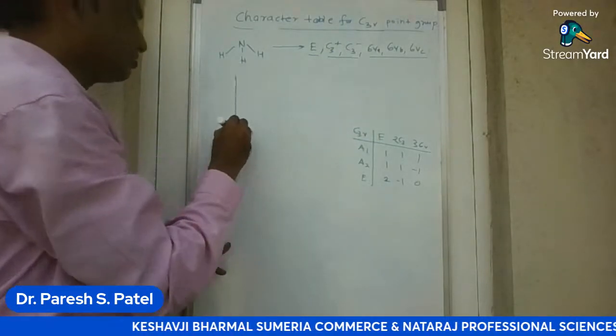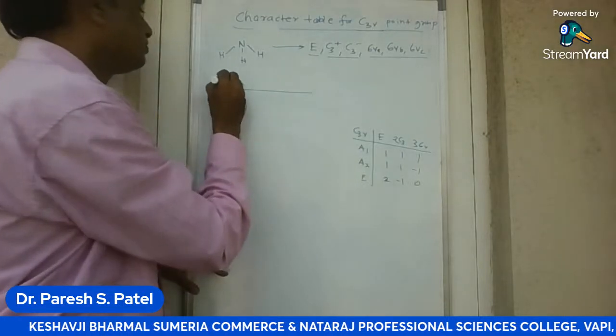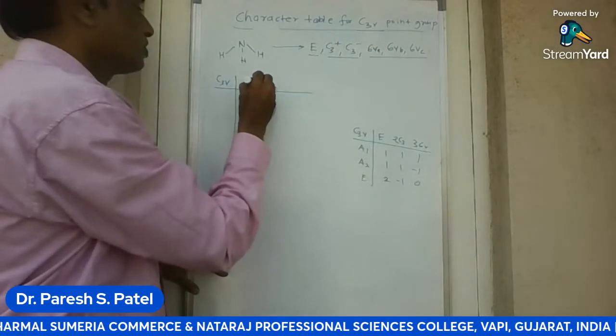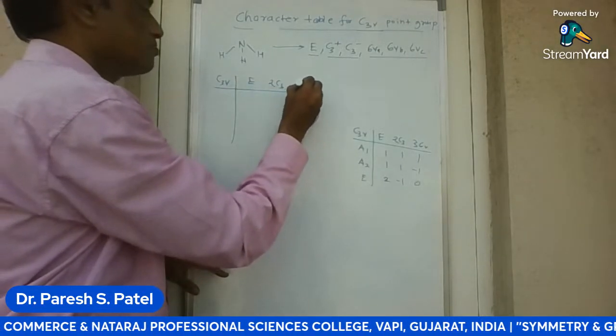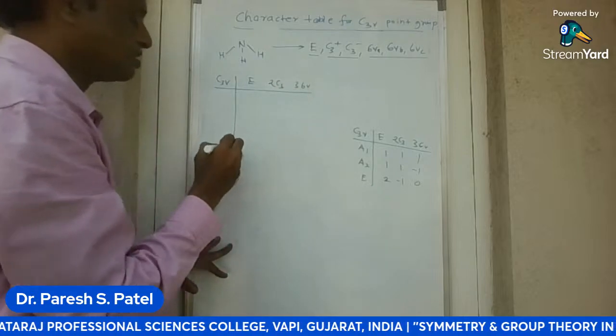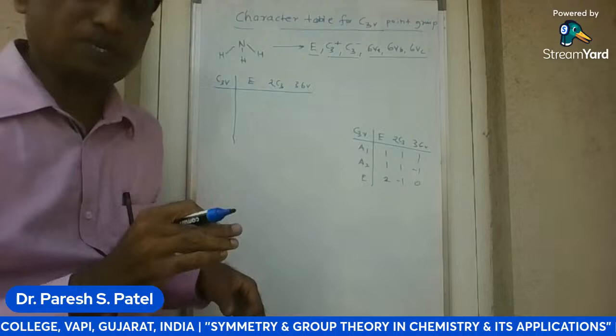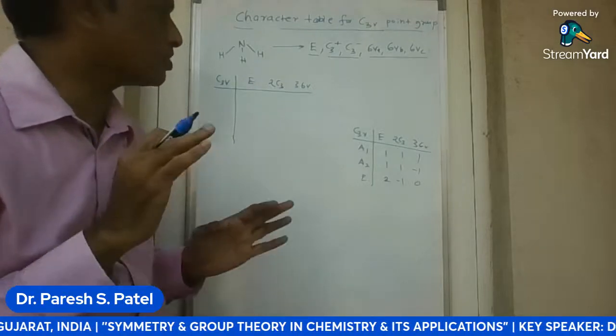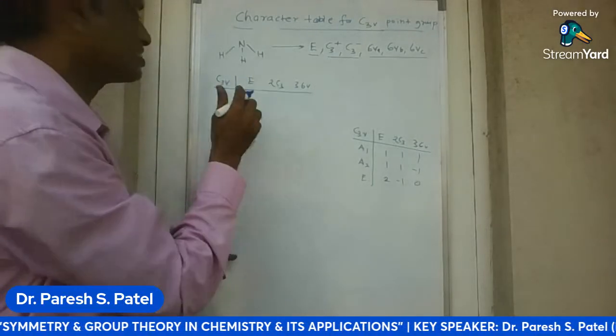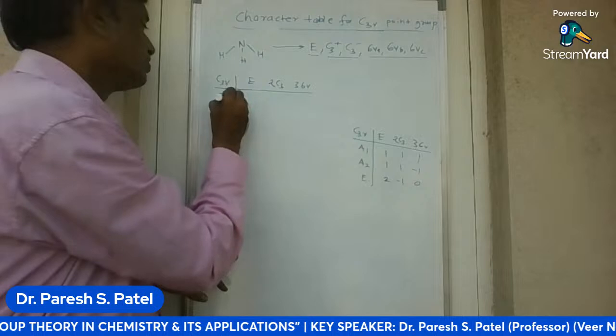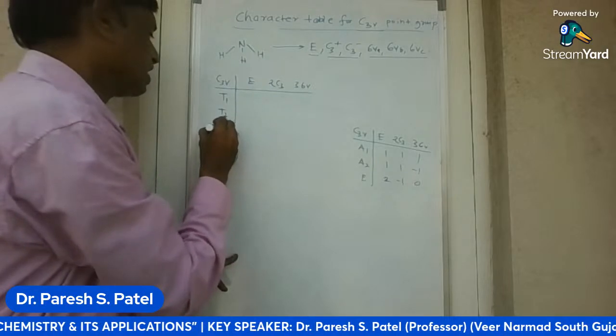So according to characteristic number 1, twice C3, 3 sigma V. According to characteristic number 1, the number of irreducible representations is equal to the number of classes. Here, how many classes? 3 classes. So T1, T2, and T3.